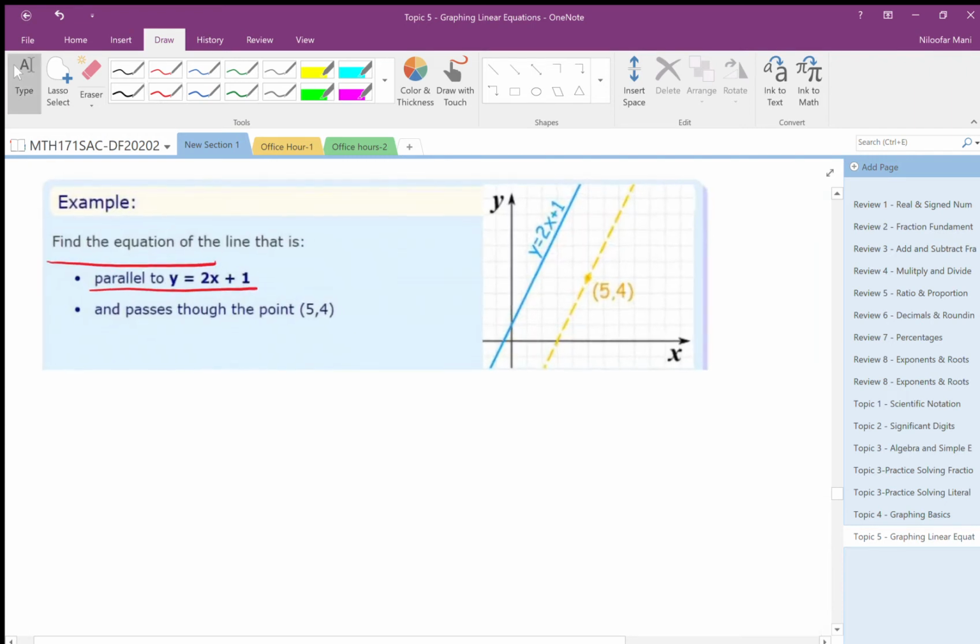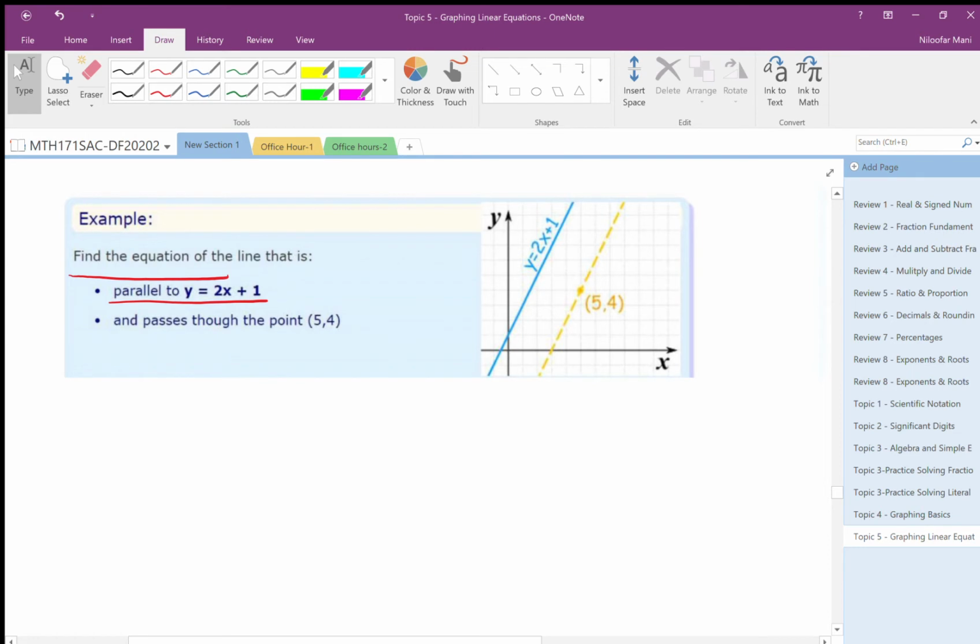Maybe I can just zoom in. And it passes through this point. I added the picture because based on my experience, many times I see students think this point should be on this line. No, this point is on the new line, and the new line is parallel with that line, and they don't cross each other. So 5 for x and 4 for y doesn't have anything to do with the equation that you have. The point is on the equation that you want to find.